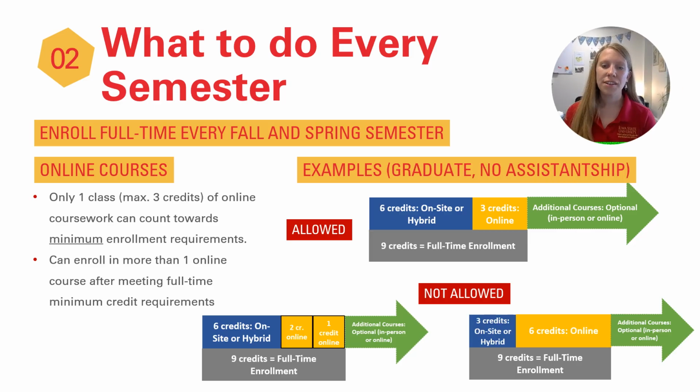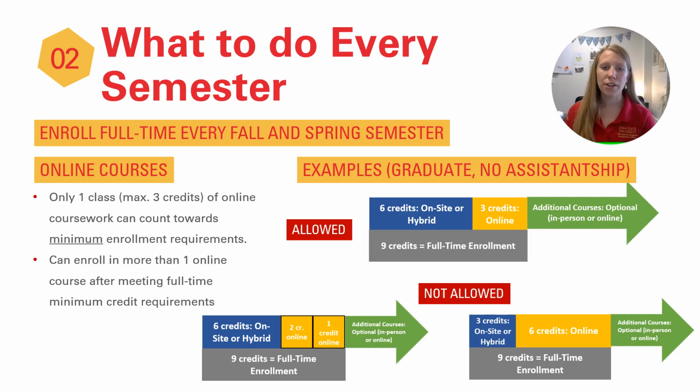This slide is intended for graduate students, those pursuing a master's or doctoral degree, or those who are a non-degree student at the graduate level. Undergraduate requirements were discussed on the previous slide. F1 regulations restrict the number of online courses an F1 student can take. F1 students are only allowed one online course, not to exceed 3 credits, to count towards full-time enrollment. Once the full-time enrollment requirement is met, students can take as many additional online courses as they'd like.